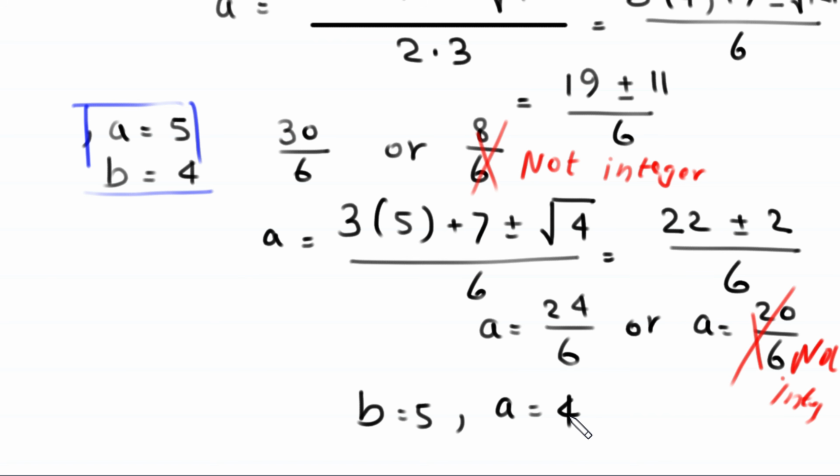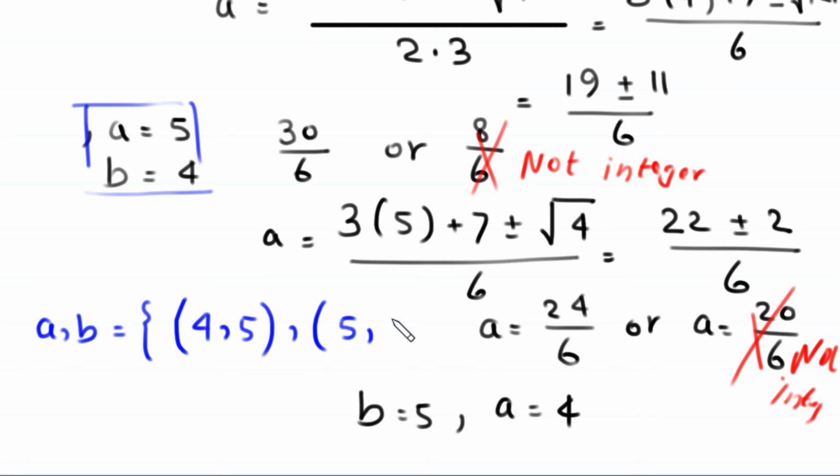So we get two pairs of solutions (a, b): the first pair is (4, 5) and the second is (5, 4). This is the final answer of this problem.